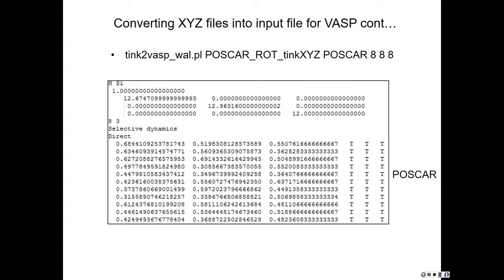Then selective dynamics means we can choose whether or not atoms are moving in all directions, or whether they should be fixed. True means, as we can see here, all of these are true, meaning all of these atoms can move in all directions.